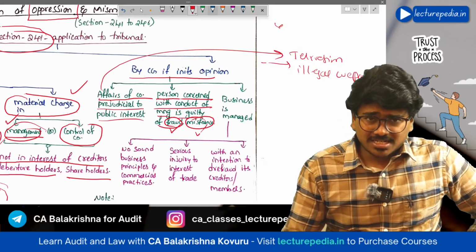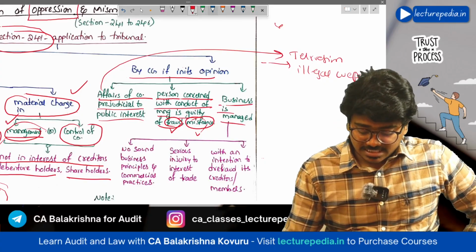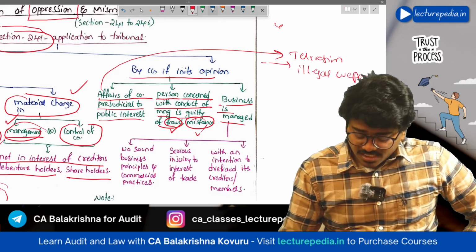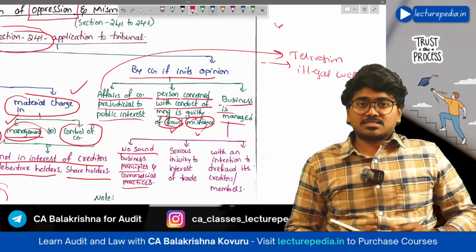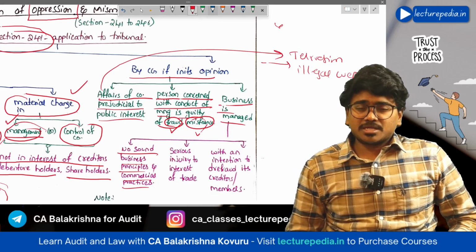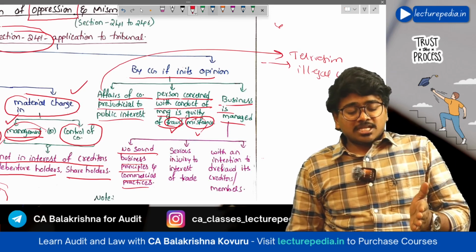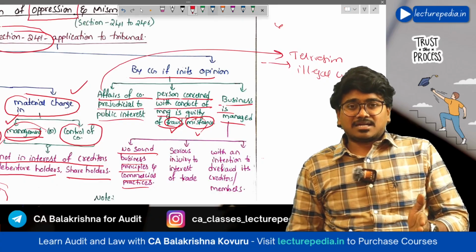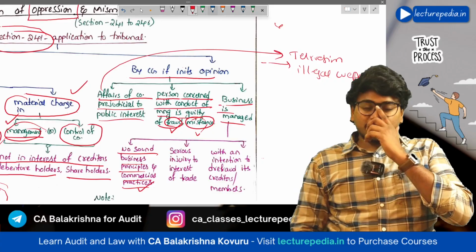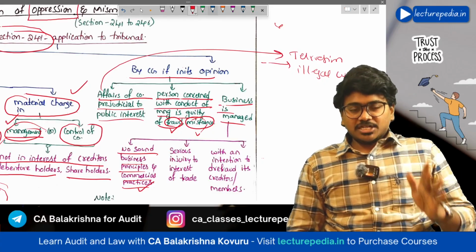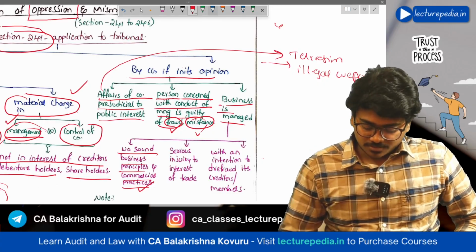Next, if the central government feels that business is managed with no sound business principles and commercial practices, if the business of the company is conducted without any proper sound business practices and commercial practices, in this situation also an application under section 241 will be filed by the CG.